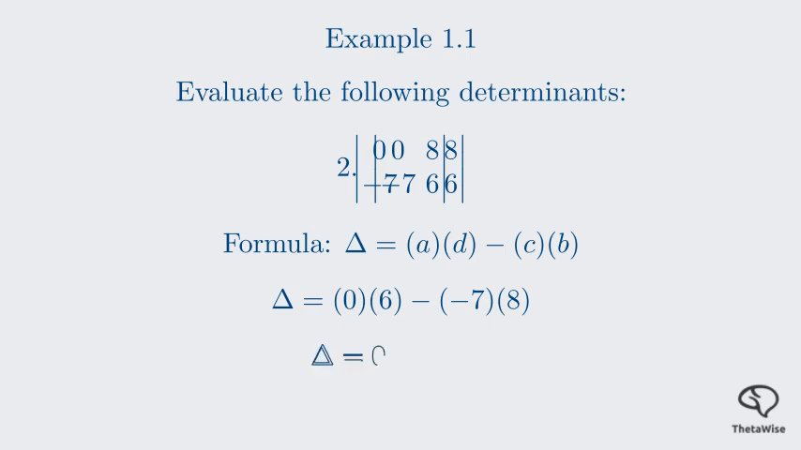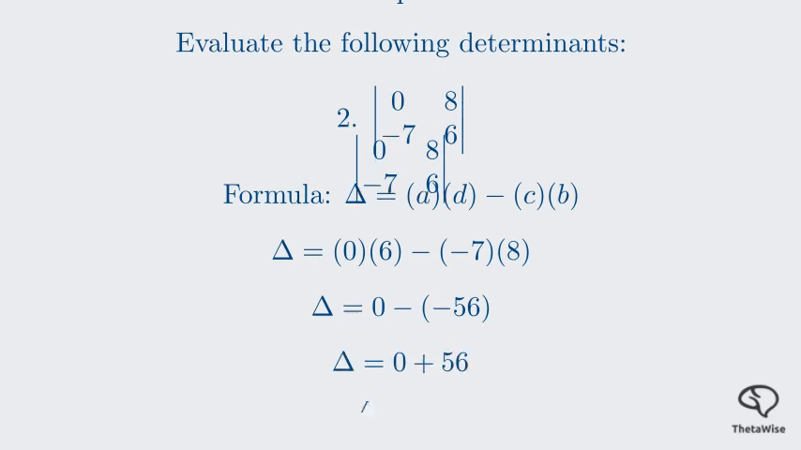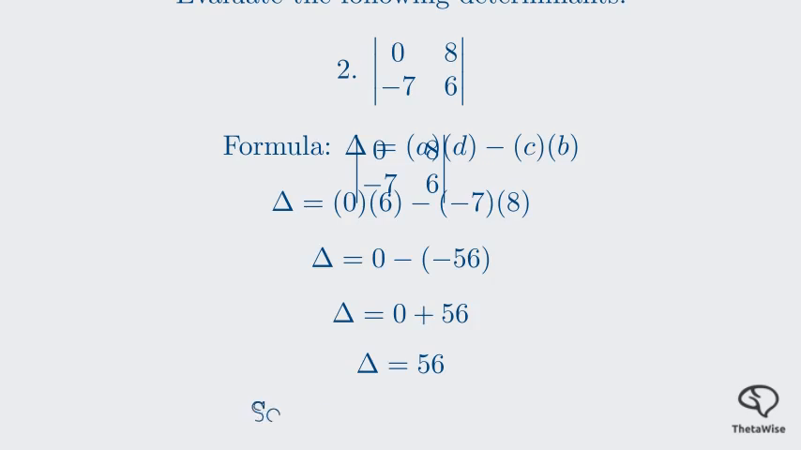So the equation becomes delta equals 0 minus negative 56. Remember from algebra, subtracting a negative number is the same as adding a positive one. So 0 minus negative 56 becomes 0 plus 56. And 0 plus 56 is just 56. So the value of this determinant is 56. The memo also agrees with our answer here.